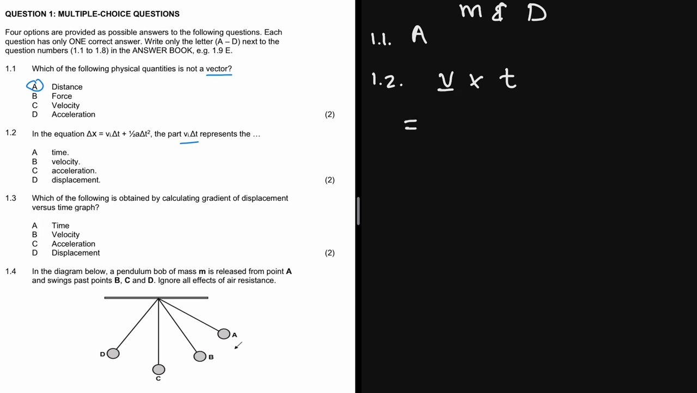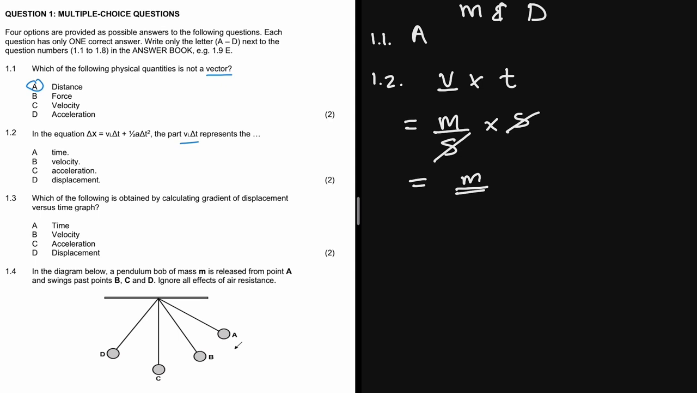So now we have velocity here. We know that the units for velocity is meters per second. And then we are going to multiply this with the units of time, and the units of time is seconds. So if we multiply this out together, the seconds will cancel out, and we are going to be left with the units of meter.